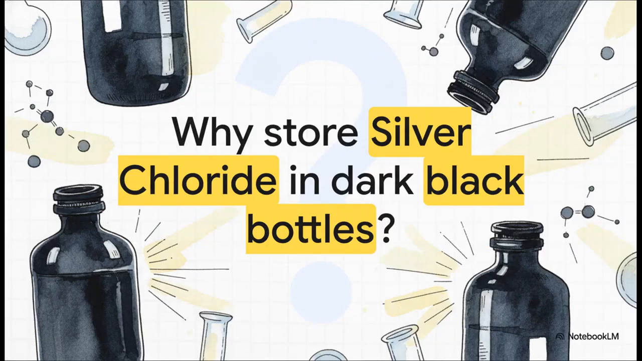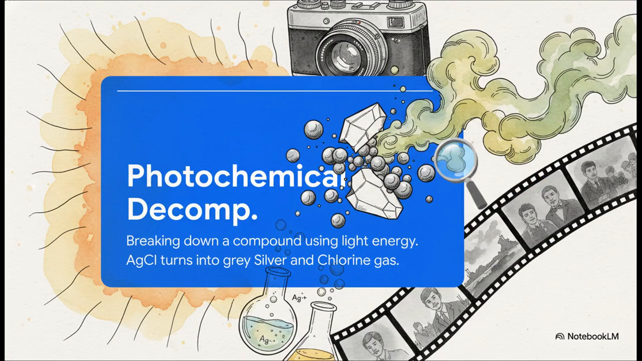All right, let me throw a quick question out to you guys. In chemical laboratories all over the world, silver chloride is strictly stored in these thick, dark, black bottles. Why do you think that is? I mean, what exactly are we trying to protect it from? Well, if you guessed light, you hit the nail on the head.